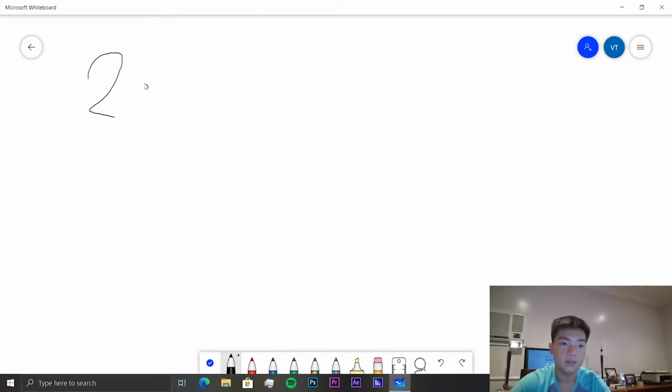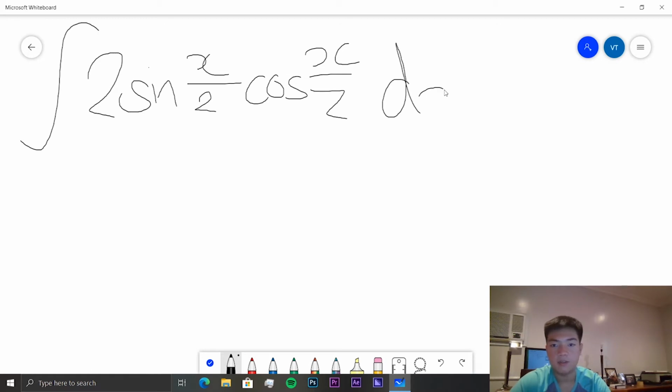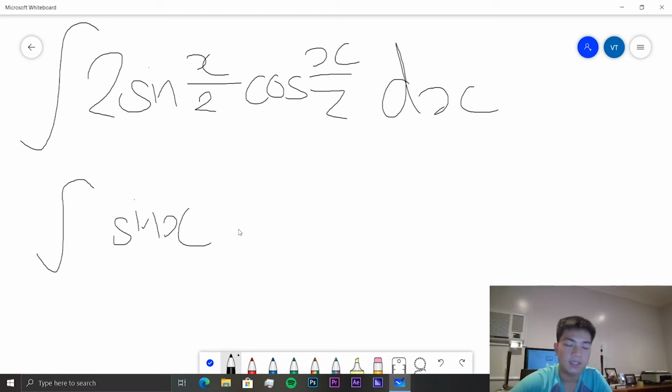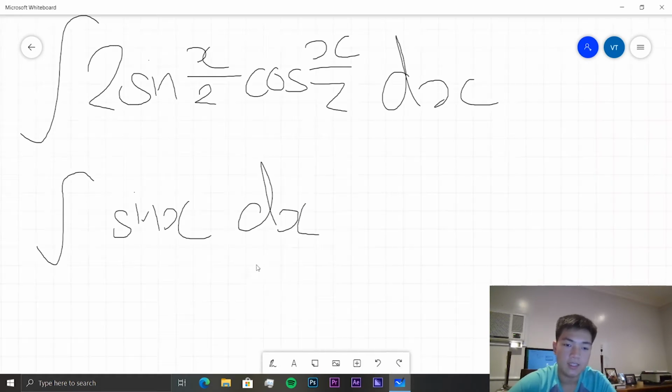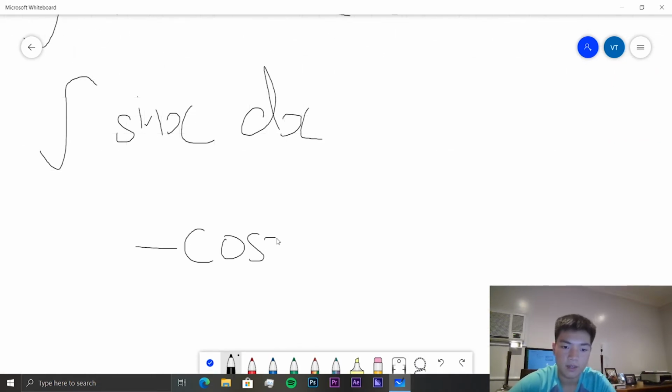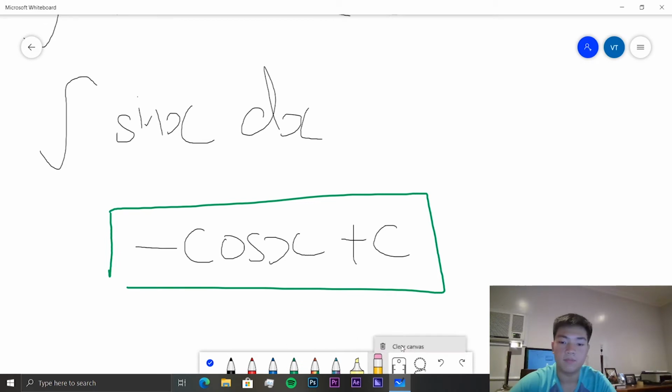Finally, we have 2 sine(x/2) cosine(x/2). In order to integrate this, we need to apply the double angle formula. So we can convert this: it is equal to the integral of simply sine x, since the double angle formula gives us 2 sine(x/2) cosine(x/2) equals sine x. So for integrating sine x dx, we will get negative cosine x plus c. So yeah, that one was pretty simple. Okay, on to the next one.